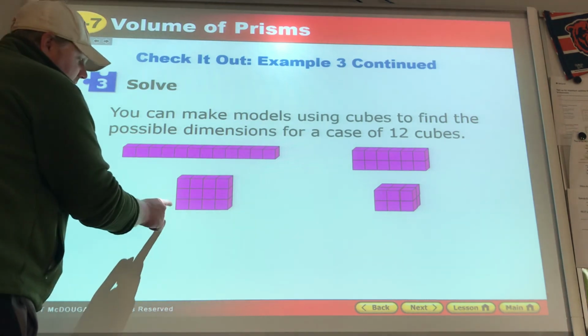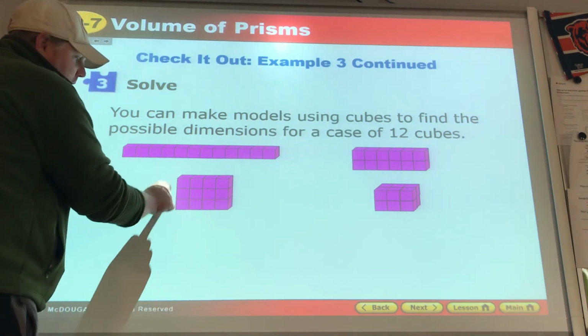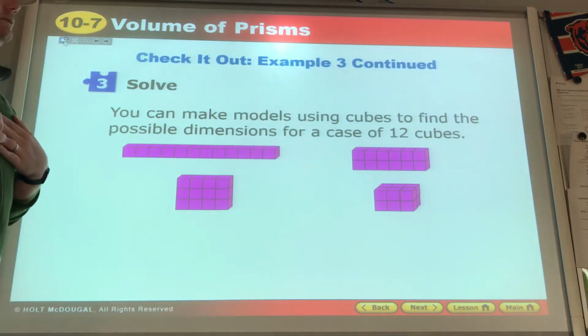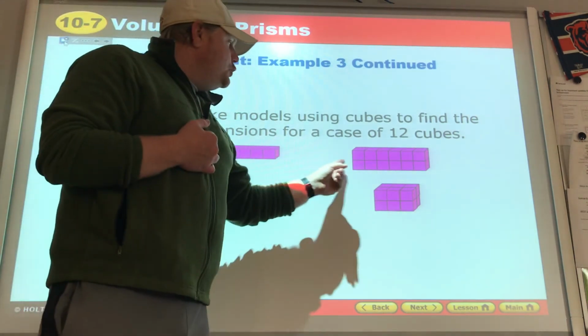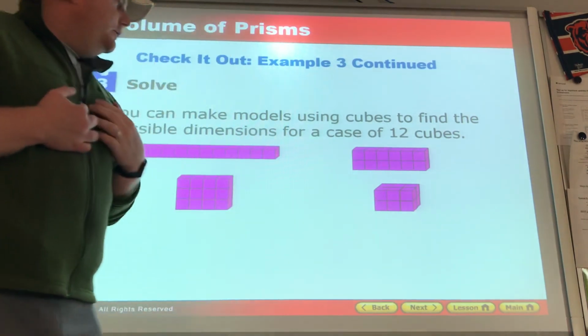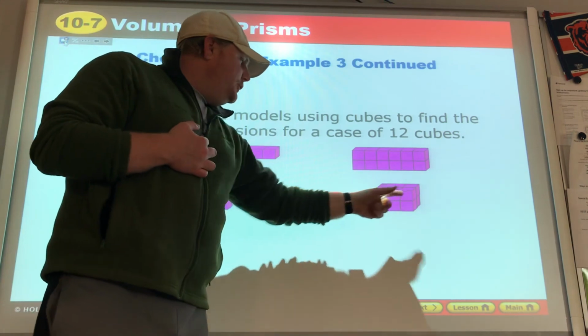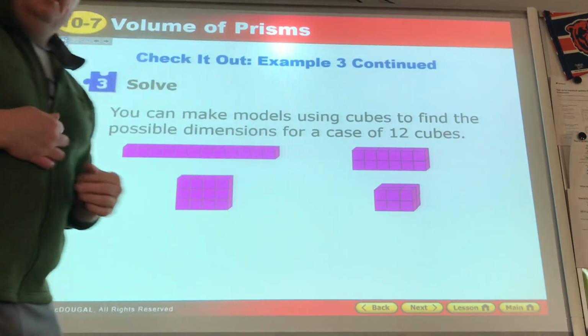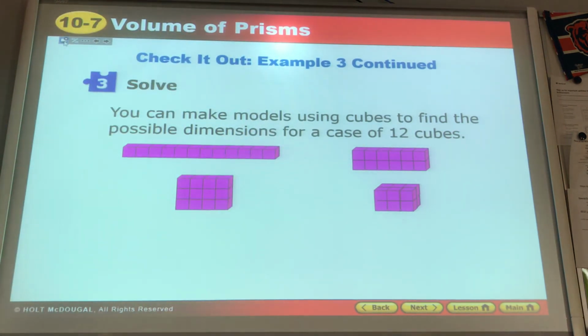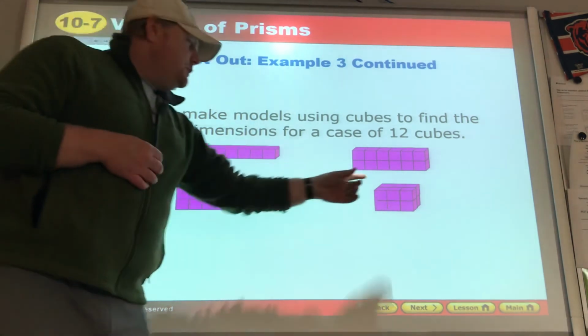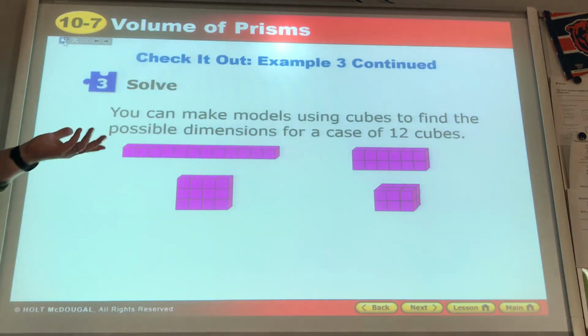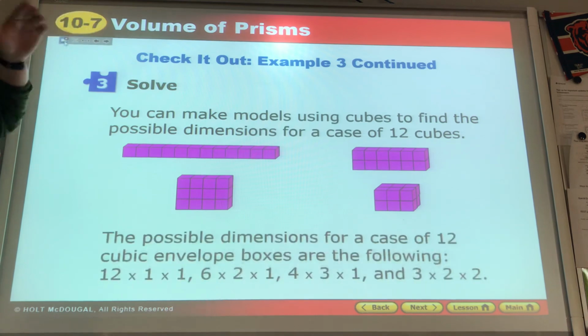We could do 1 deep by 3 high by 4. 1 by 3 by 4. That's 12. 1 by 2 by 6. That's 12. 2 by 2 by 3. That's 12. All these different ways to arrange it. I think this would probably be the most practical, but that may not be what they do. You never know. All right, so these are all the different ways.